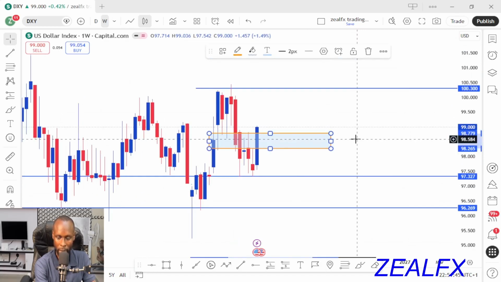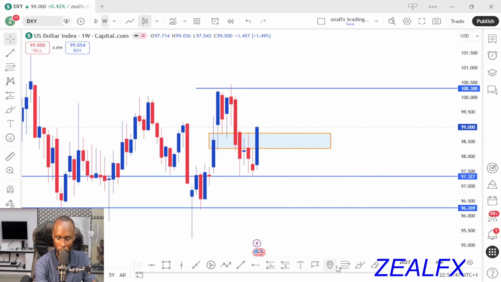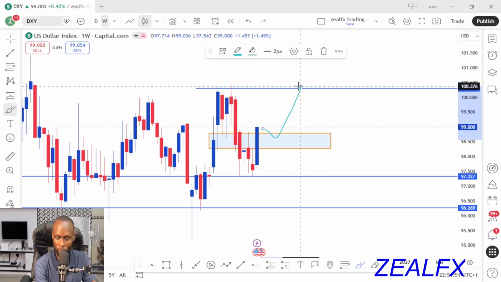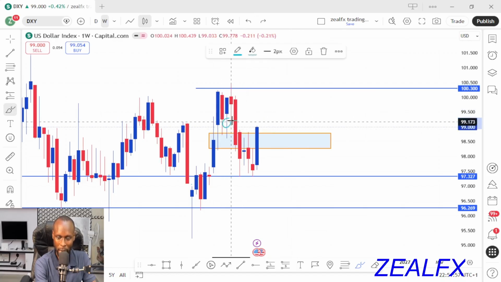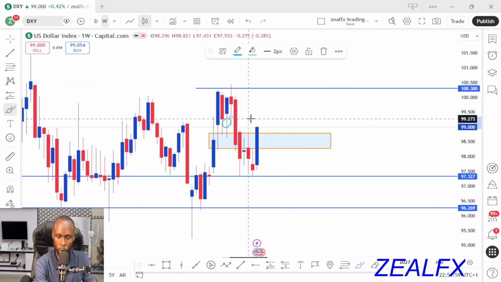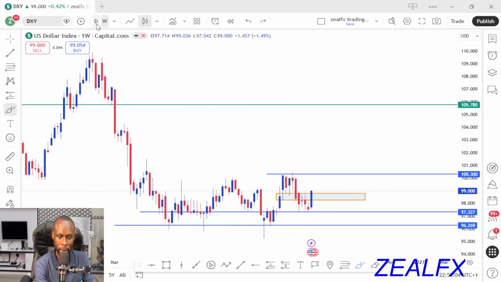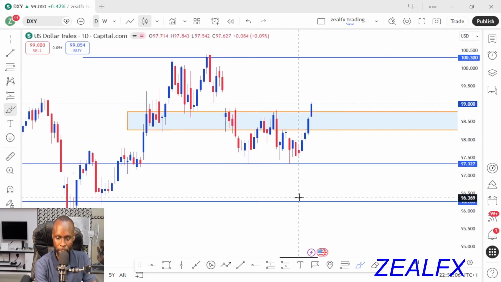This zone will be our area of interest, which is we expect price to come back into this zone before we start looking for buy to this next resistance level on the dollar index. So we have price close on resistance now, which is not encouraging to buy from that resistance level. So let's look at the daily time frame.